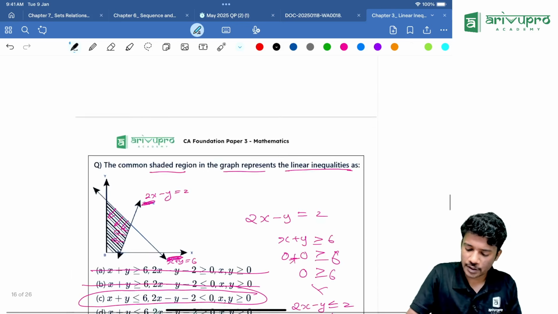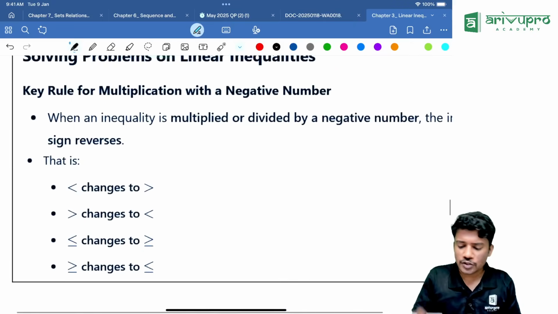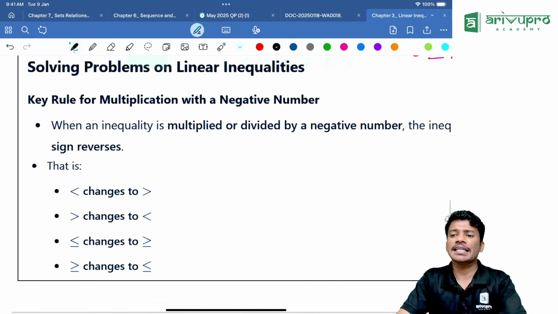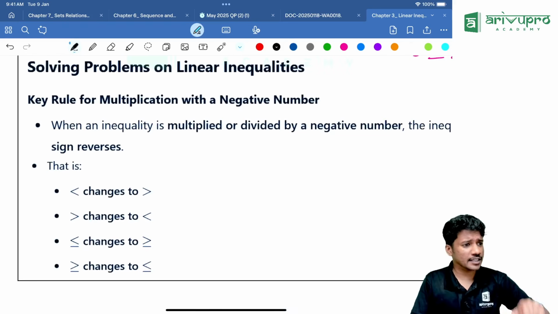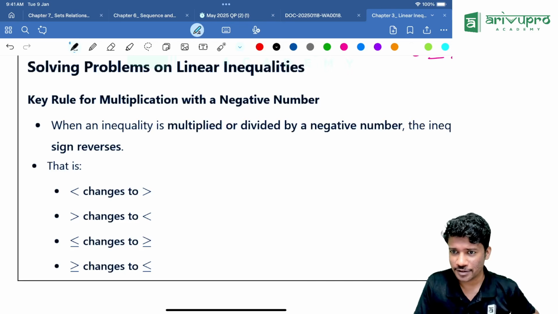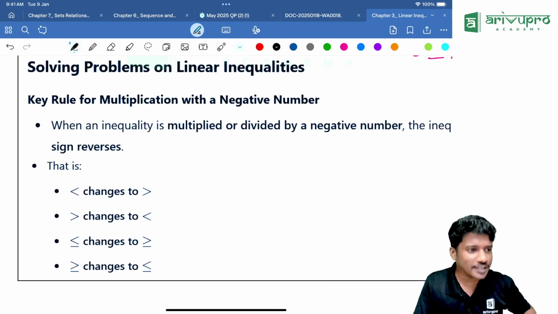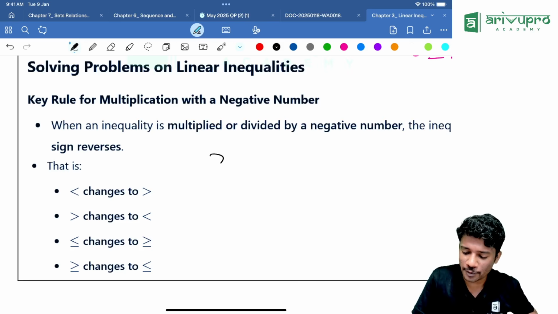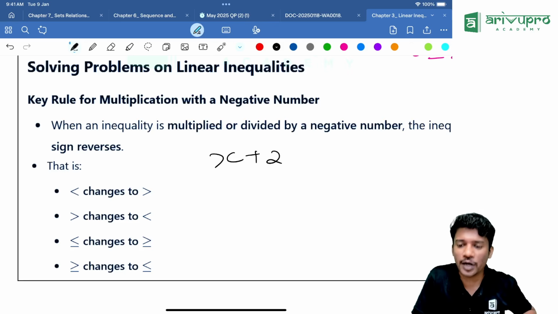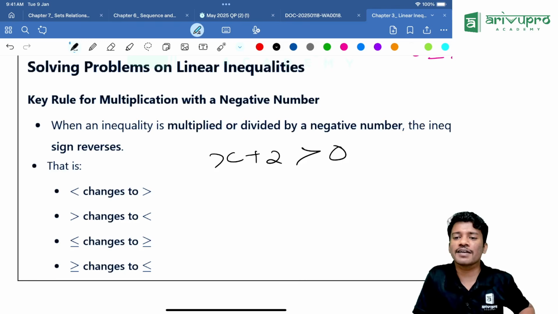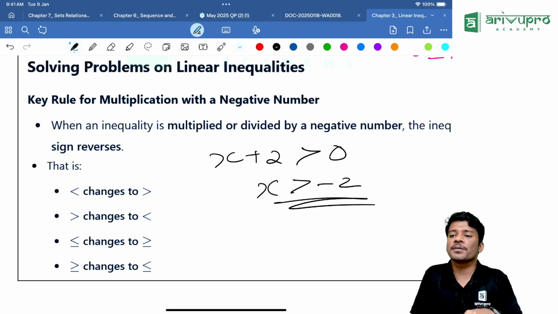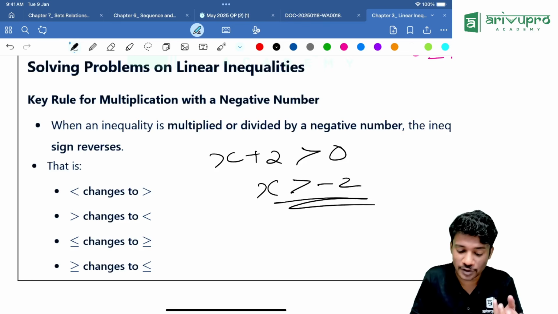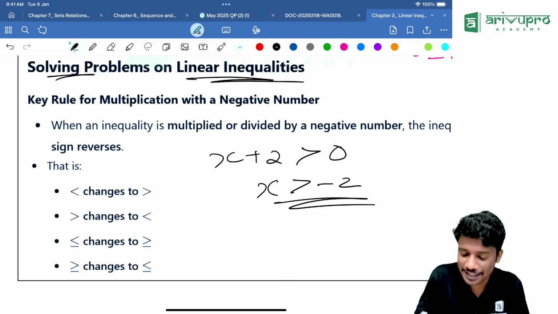This is called solving problems on linear inequalities. We started solving a problem only. So I gave you a problem. Do you remember? X plus y greater than 0. What is the value of x? X is greater than minus 2. This is a solution based on solving problems on linear inequalities.